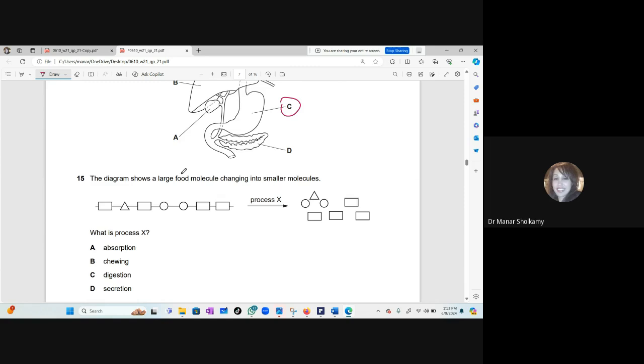The diagram shows a large food molecule changing into smaller molecules. This is process X. What is process X? Absorption, chewing, digestion, or secretion? Digestion, of course. Now, I am asking you, which type of digestion, physical or chemical? Chemical, of course, because we're breaking the bonds.